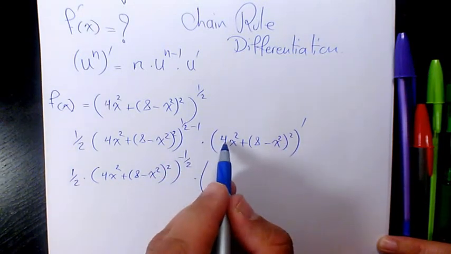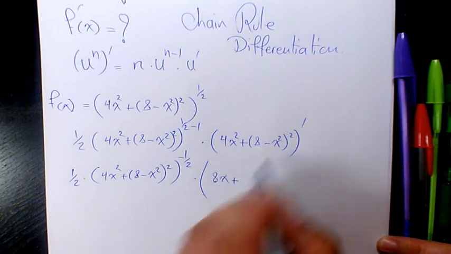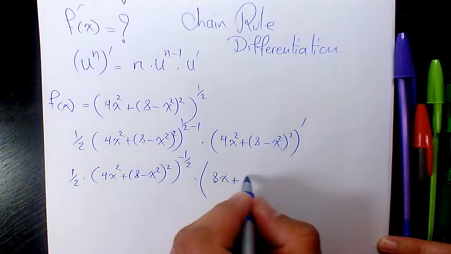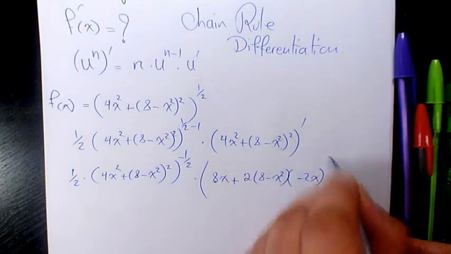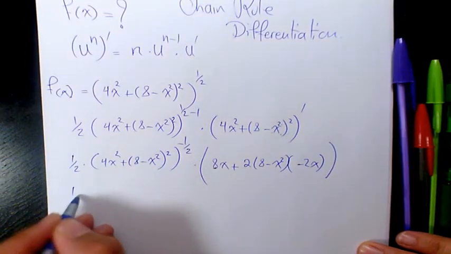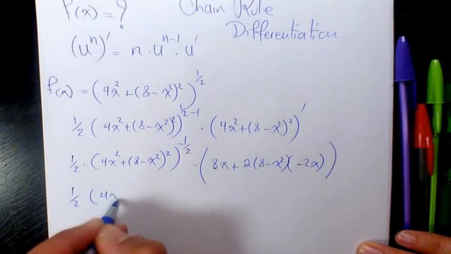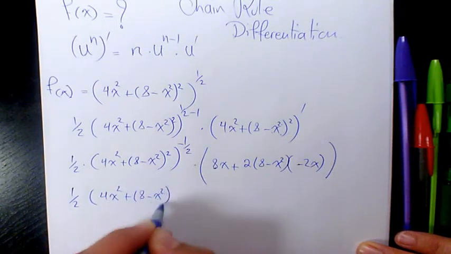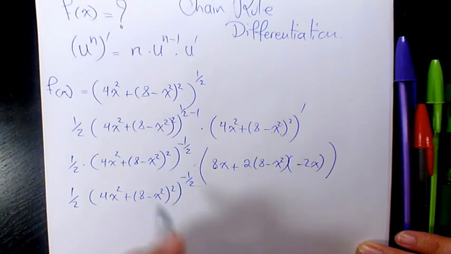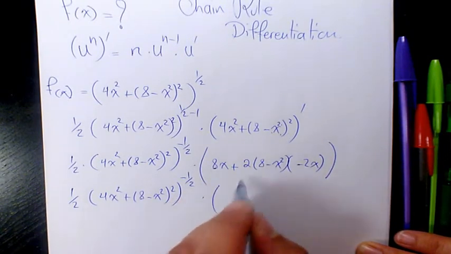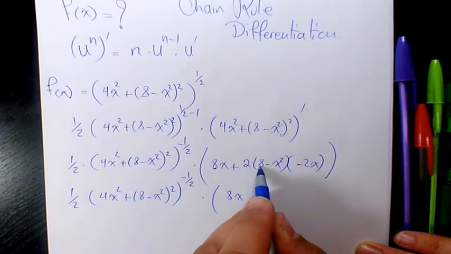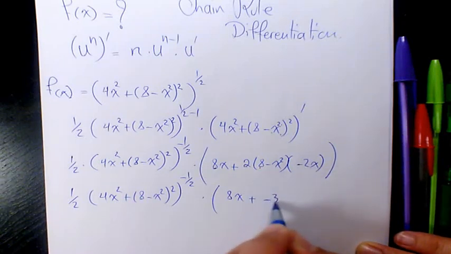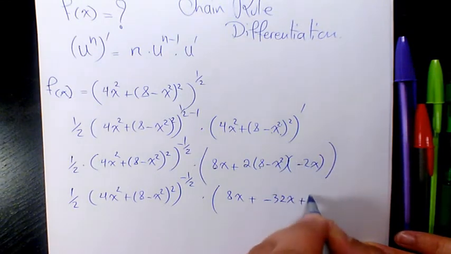And here the derivative of 4x squared is going to be 8x, plus the derivative of (8 minus x squared) to the power of 2, which is 2 times (8 minus x squared) times negative 2x. So when you simplify it, it's going to be 1/2 times (4x squared plus (8 minus x squared) to the power of 2) to the power of negative 1/2. Then you have 8x plus 2 times 8, 16, times negative 2x, which is negative 32x. Then you have negative 2x squared times negative 2, which is plus 4x cubed.